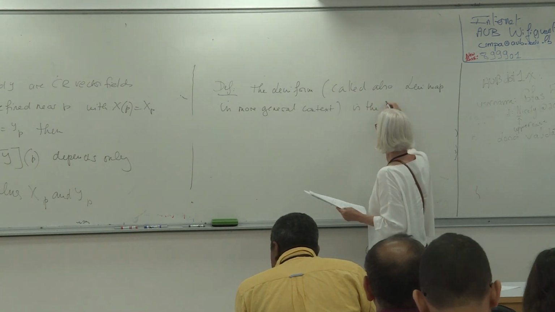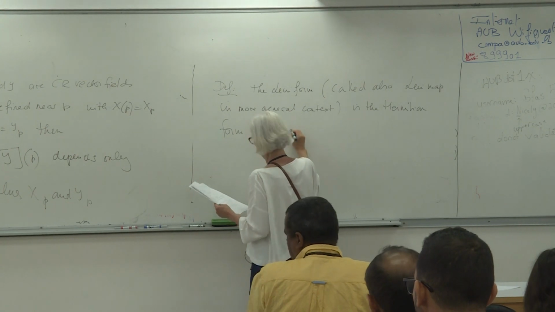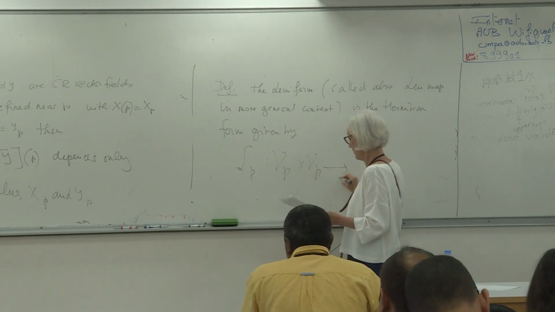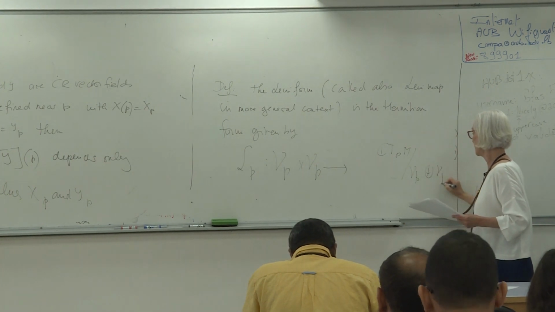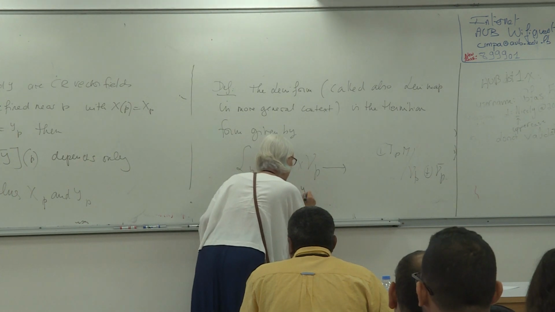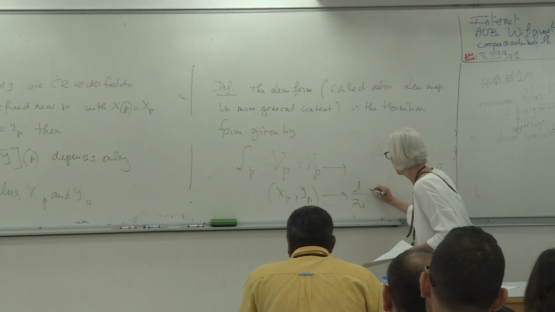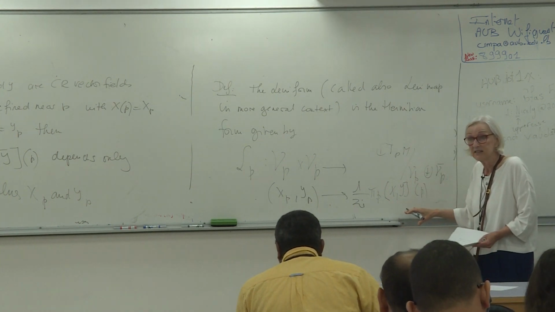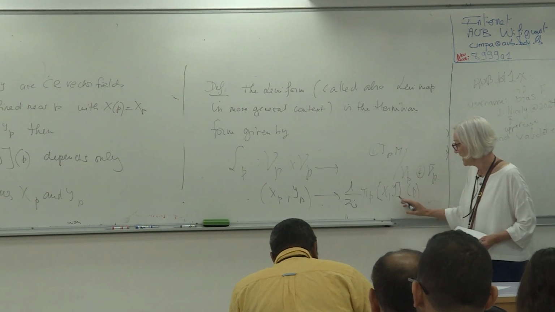It is the Hermitian form given by L_p, which goes from the complex tangent space at p to the real numbers, sending xp, yp to 1 over 2i the projection of the Lie bracket of x and y bar at p, since it's well defined, because it depends only on the values xp and yp.